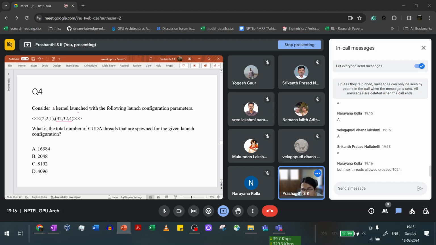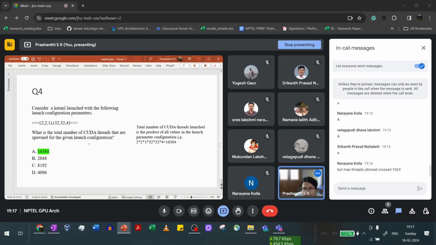That should not theoretically cross 1024, but you're not asked if this is a correct kernel. If you were asked if this is a valid kernel, then you can go ahead and say no, because this is crossing 1024 and that's not possible. But here you're just asked about, if this kernel were to be launched, what would be the total number of threads launched? So the answer is A. But it's good that you noticed that, right? That's a fair argument. So in case you are asked in a question whether this is a valid kernel, you could very well say no, and that would be a correct answer.